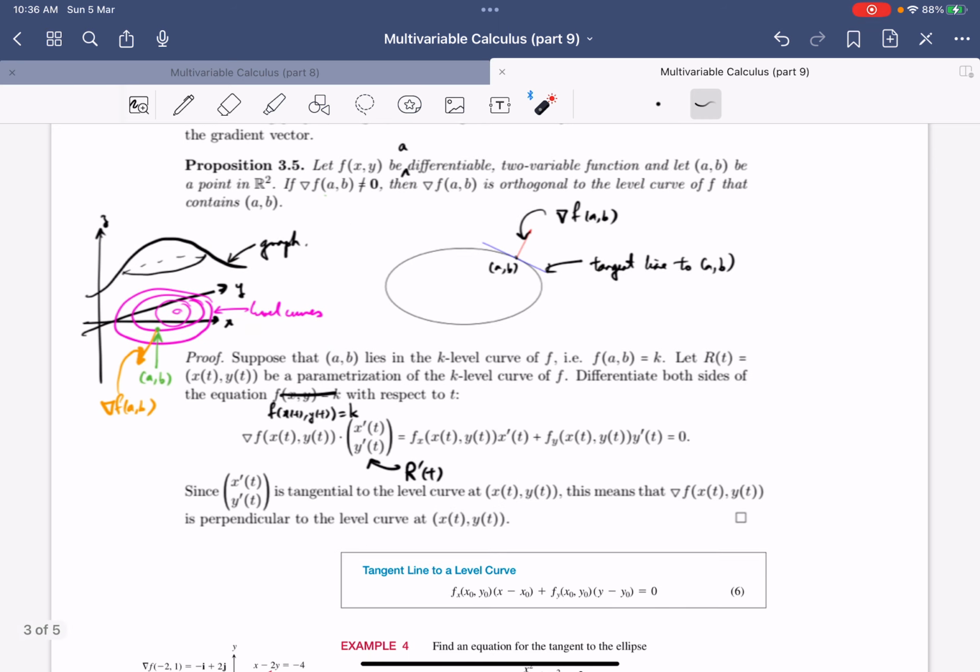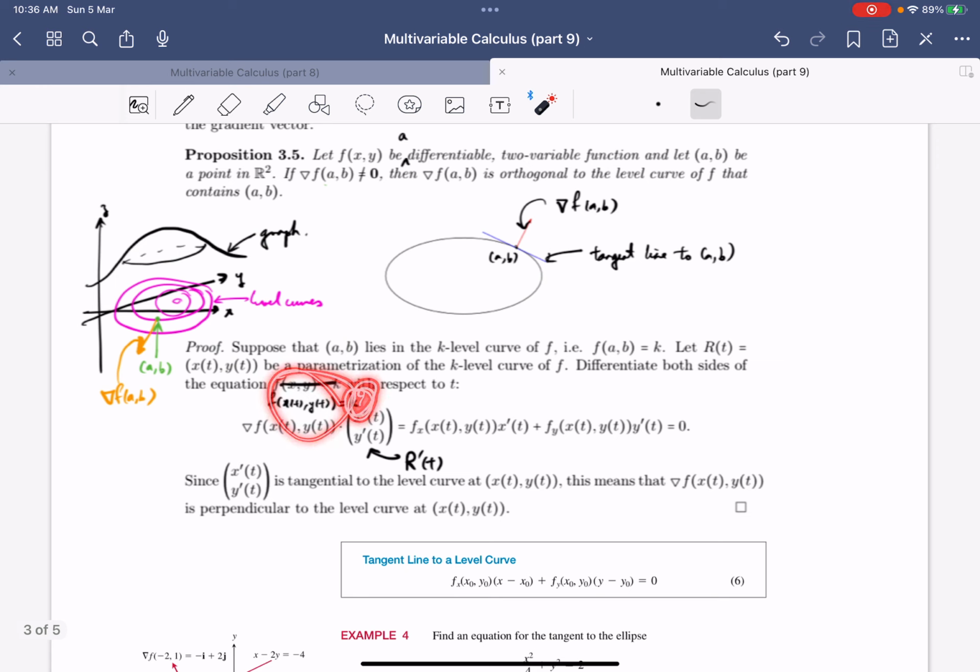And the proof follows because we just let this be the level curve, f of (a, b) equals k. Now we parameterize the points on this level curve with x(t) and y(t). So if we differentiate with respect to t, then the right hand side, k, will equal 0 because it's a constant. And the left hand side, you just use the chain rule, and we get the following over here.